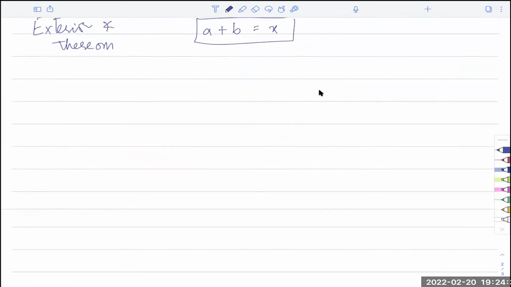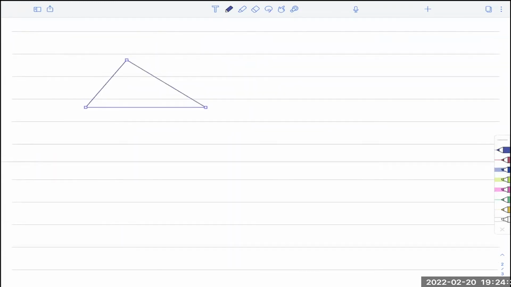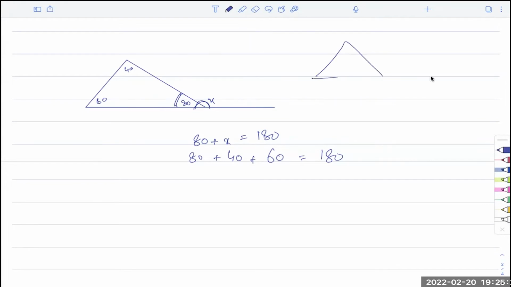Let me give you an example and that will make it more clear. For example, if I have this triangle and this angle is 40, this angle is 60, and this angle is 80, and this is an extended angle. Now here's the thing: 80 plus X should equal 180, and 80 plus 40 plus 60 is also equal to 180. In other words, if I subtract this angle from the interior angles of a triangle, or from the angles on a straight line, I'm left with the same value, 100. So I can say that X will equal 40 plus 60. So the angle outside is equal to the other two angles inside.